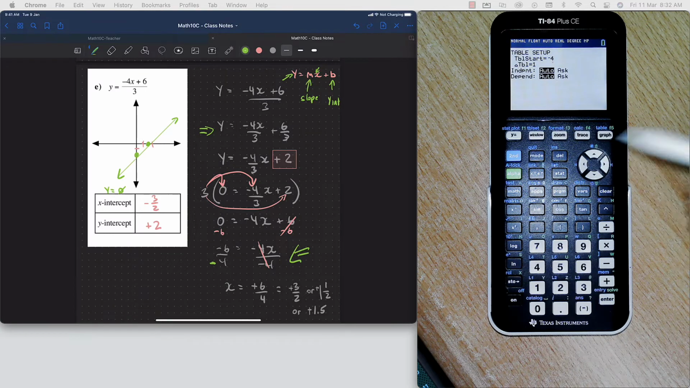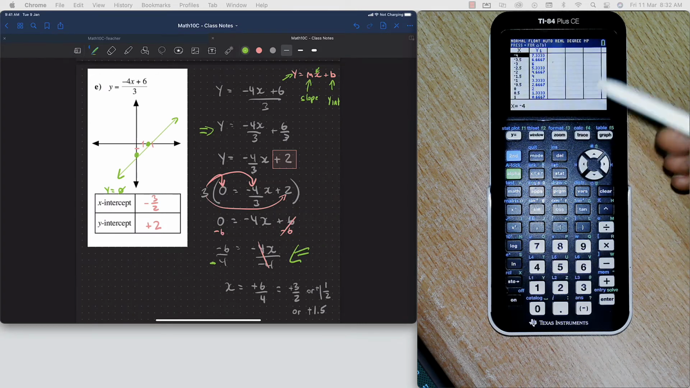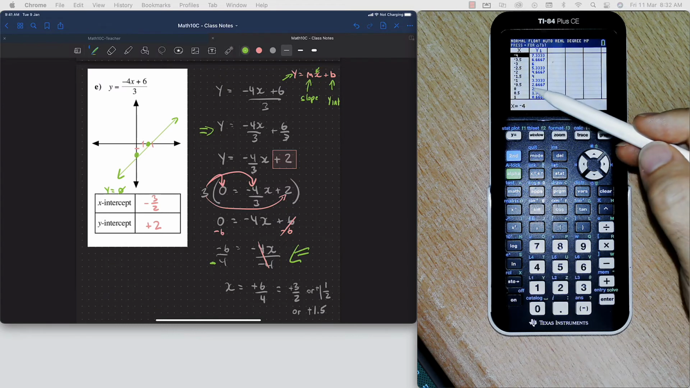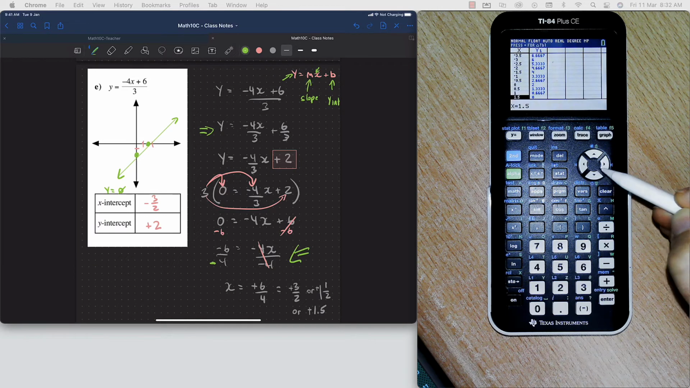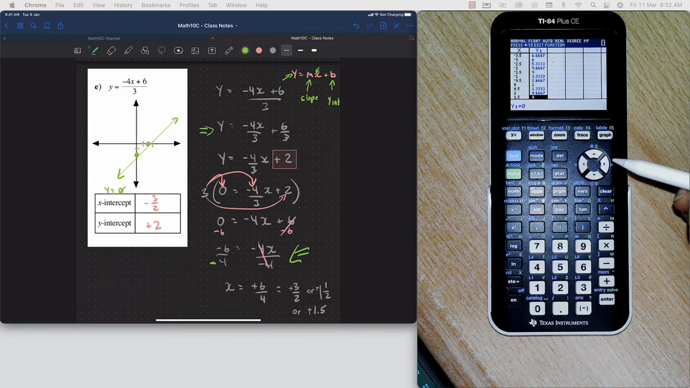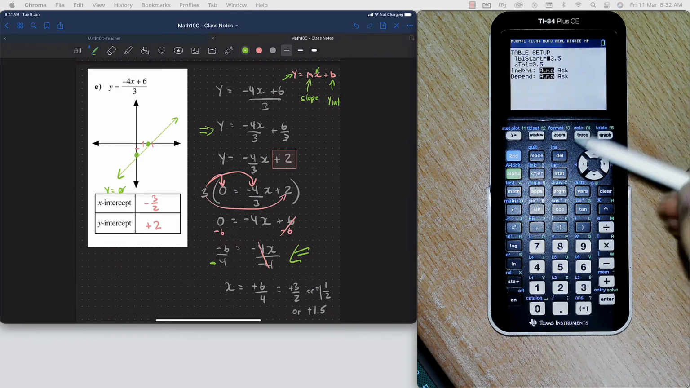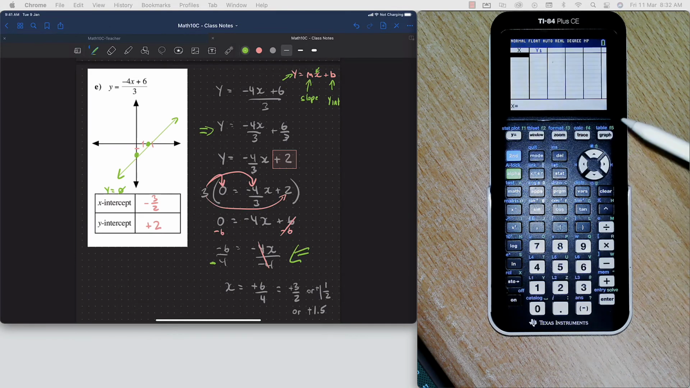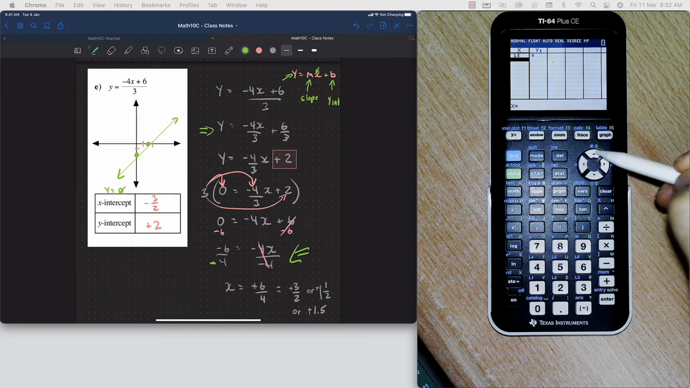I believe I can also set this to 0.5. That should work as well, and leave it on auto. And then if I go to the table, it's going every 0.5. So in this case, I would want to find 1.5 on the X, and that should be right here where Y equals 0. Okay, and don't forget, you could also go to the table set, come down here, go over to ask, go back to the table and type in 1.5, hit enter, and you can see that at 1.5x, that is our X-intercept.